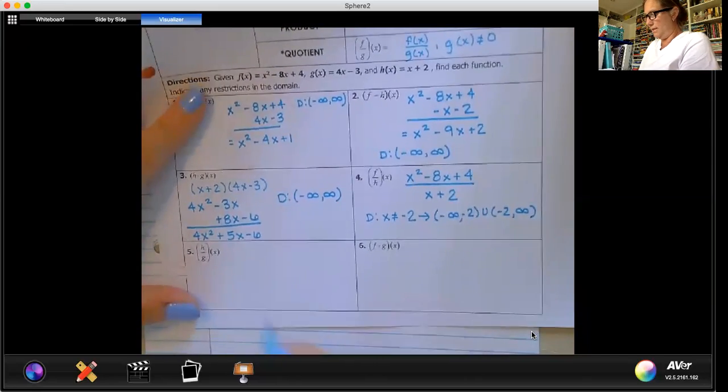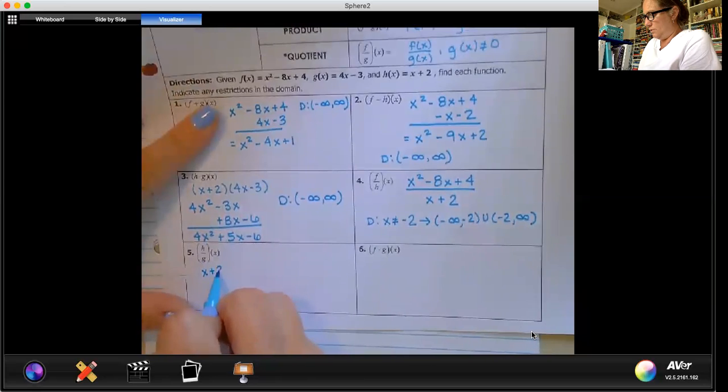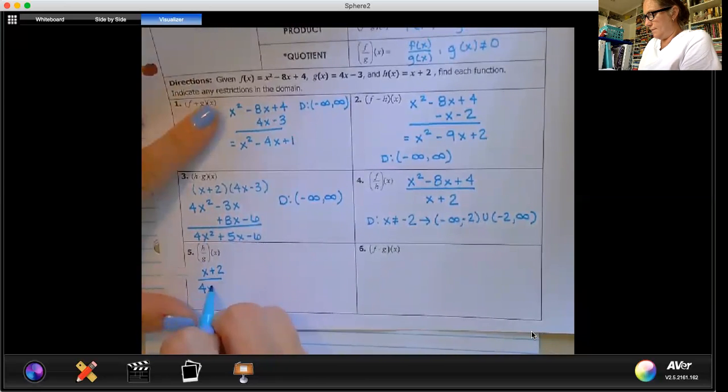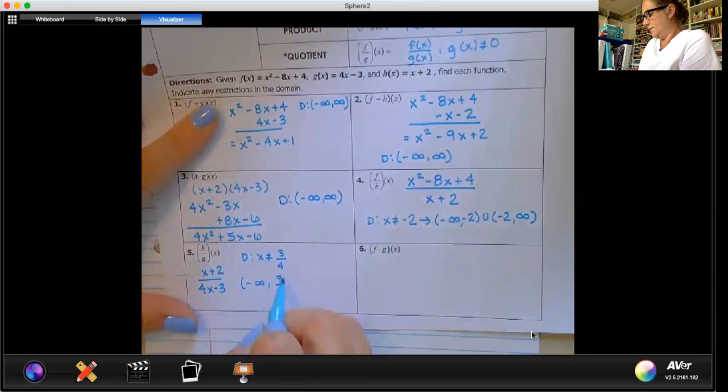H divided by g, x plus 2 divided by 4x minus 3. Domain, x cannot equal 3/4. Negative infinity to 3/4, and 3/4 to infinity.